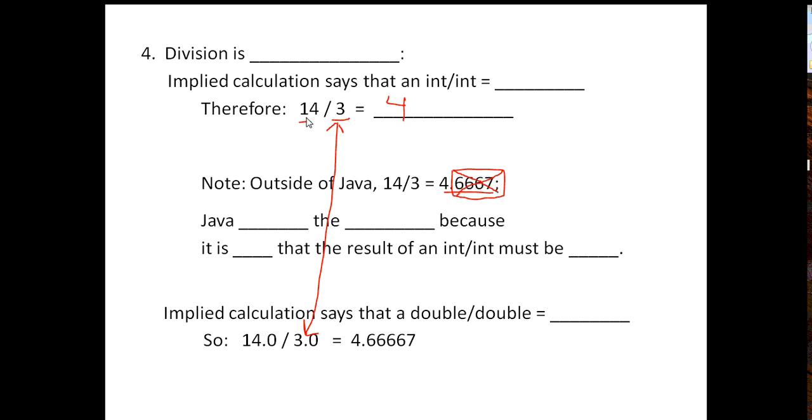All right? 14 divided by 3 is the same value in our normal math. And so why aren't they the same? Because of implied calculation. So 14 divided by 3 is 4, and then 14.0 divided by 3.0 is 4.6667, or 4.6 repeating, something like that. All right, so that is that.